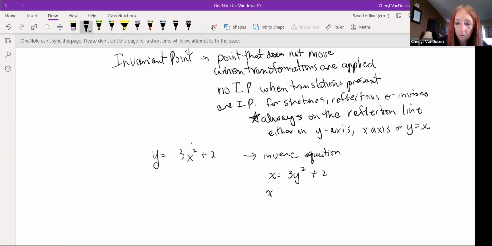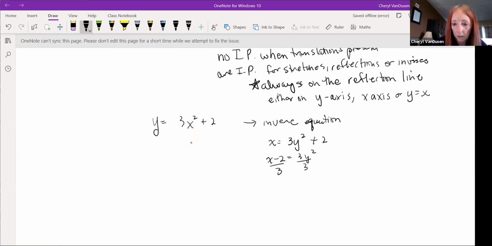So we get x minus 2 equals 3y squared. Divide both sides by 3. Again, I don't like when the y gets stuck on the right-hand side, so I'm going to move it back over. So we get y squared equals (x minus 2) over 3. And then we square root it. And we get plus or minus the square root of (x minus 2) over 3.